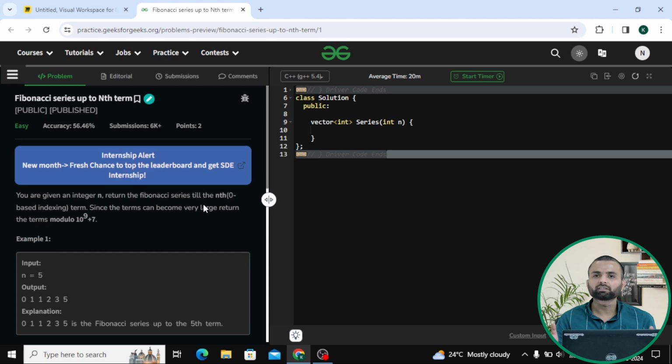Hi all, let's talk about today's problem. Our problem name is Fibonacci series up to nth term, right? So let's understand the problem first.